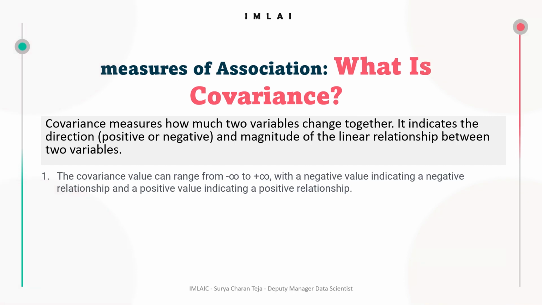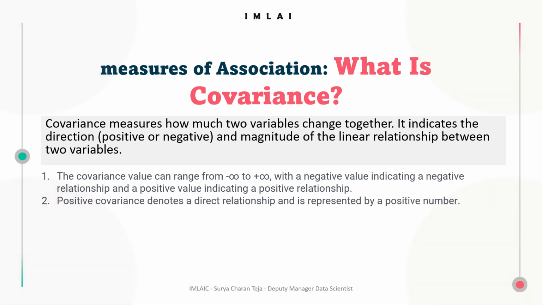So the covariance value can range from minus infinity to plus infinity, with a negative value indicating a negative relationship. Here a negative relationship means it's inversely proportional, and a positive value indicates a positive relationship, and positive relationship means directly proportional. Then the greater this number, the more reliant the relationship.